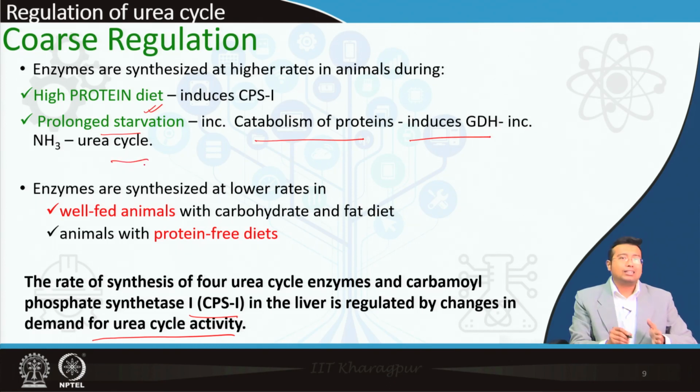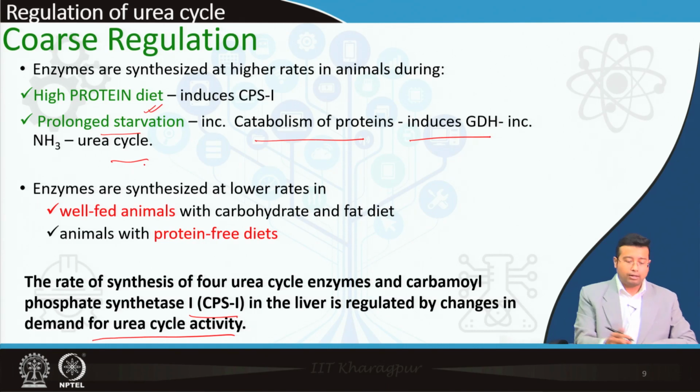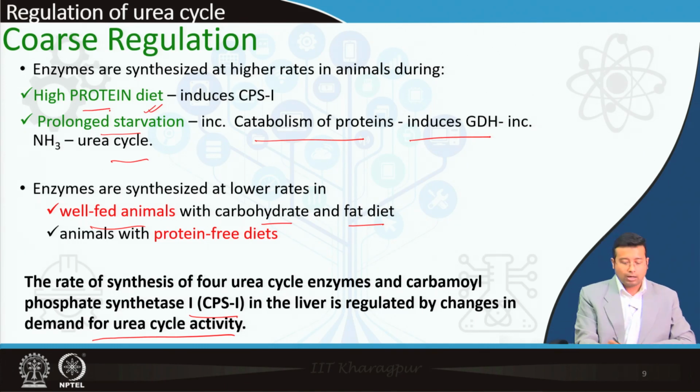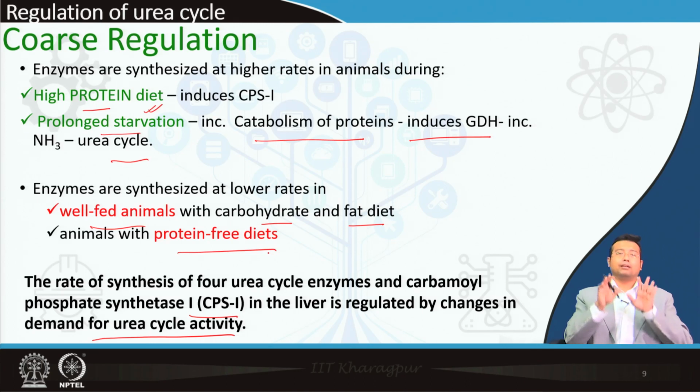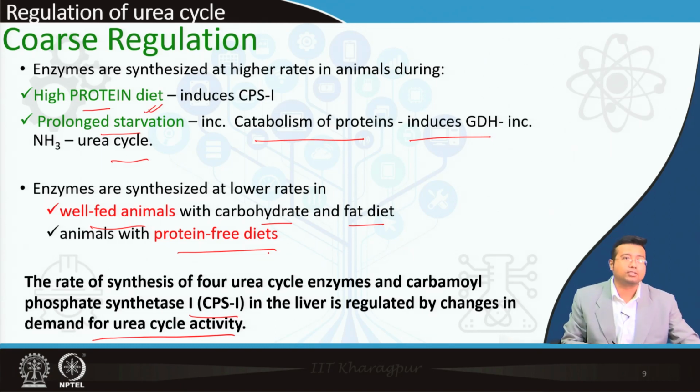So, what is the way of negating this whole thing? Reverse regulation will happen whenever animals are well fed with a diet that is rich in carbohydrate and fat. So, remember, a high protein diet is actually inducing the urea cycle, while a diet devoid of protein will decrease it. Also, if we have a diet plan such that there is no protein in the diet, then the urea cycle will be suppressed because there will be no need of it. So, this is the coarse regulation, alright.